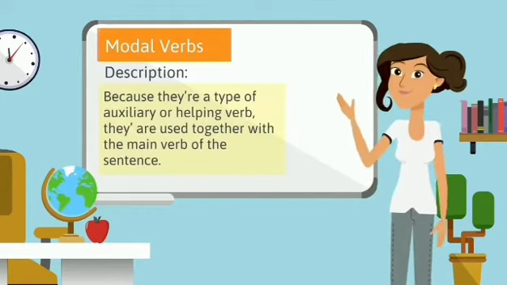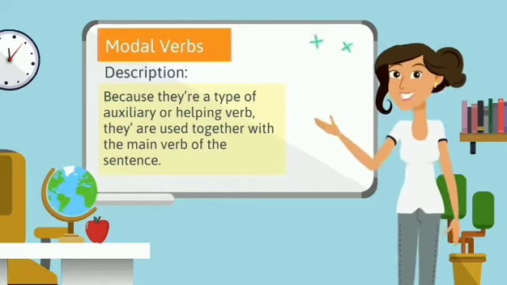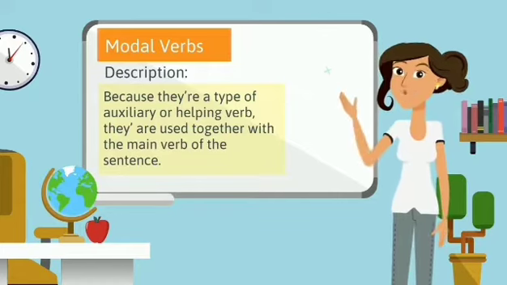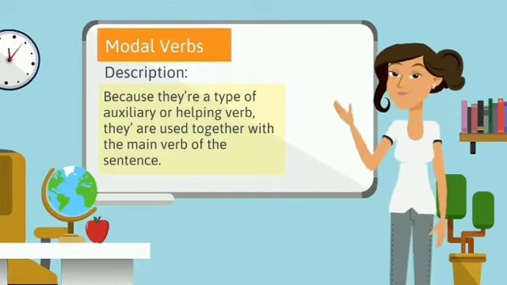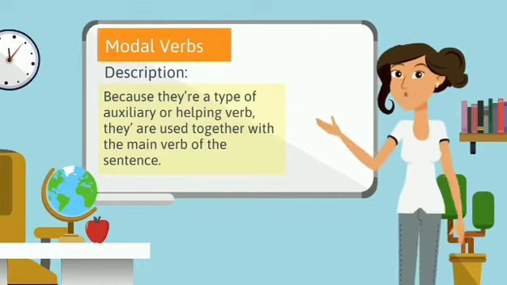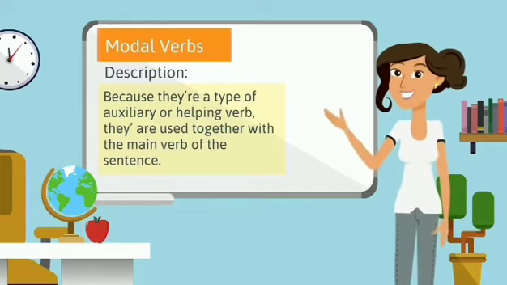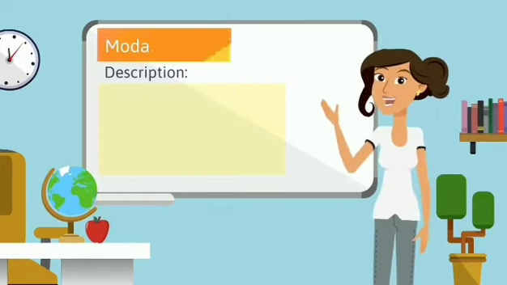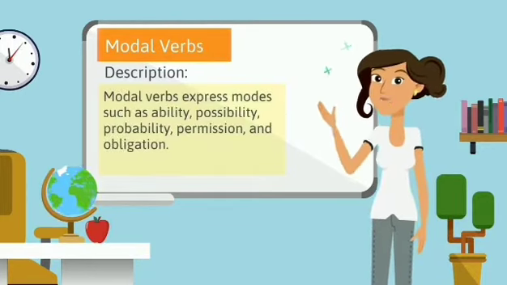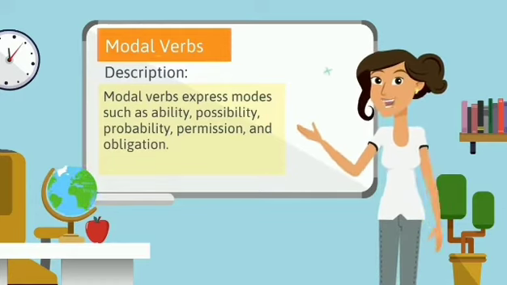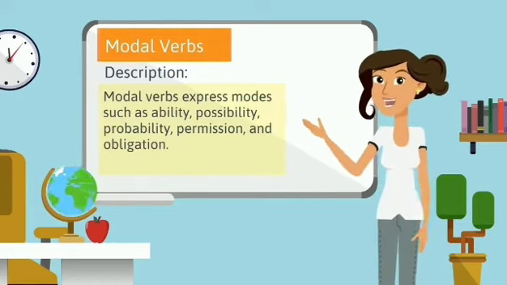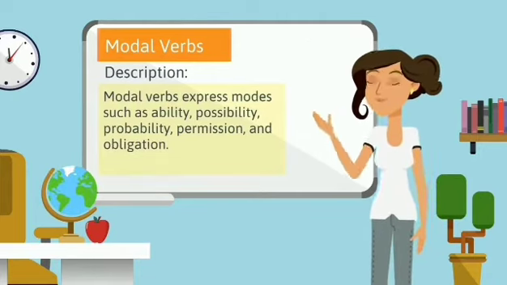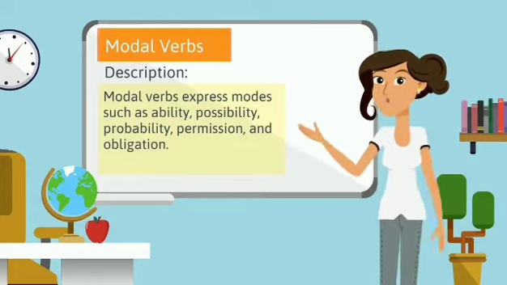Because they are a type of auxiliary or helping verb, they are used together with the main verb of a sentence. So a modal cannot stand alone in a sentence, but it needs a main verb to complete the sentence. Modal verbs can only be used alone when the main verb is clearly understood. Modal verbs express modes such as ability, possibility, probability, permission, and also obligation. Actually, there are still some more.